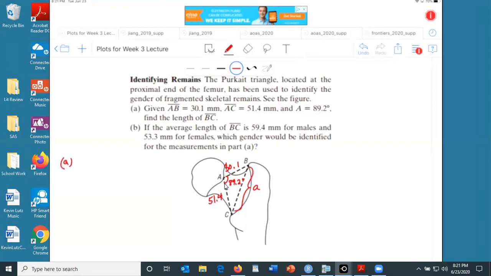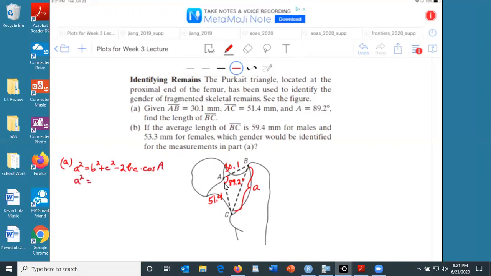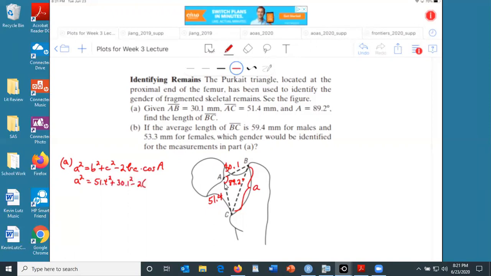So for part A, we just need to use the law of cosines. Since we have angle A, we're going to use a squared equals b squared plus c squared minus 2bc times the cosine of angle A. So side a squared would be b squared, which is 51.4, plus c squared, which is 30.1, minus 2 times 51.4 times 30.1 times the cosine of angle A, which is 89.2 degrees.